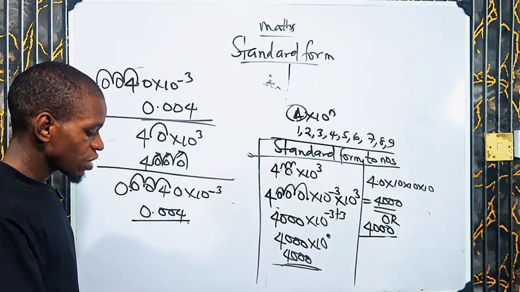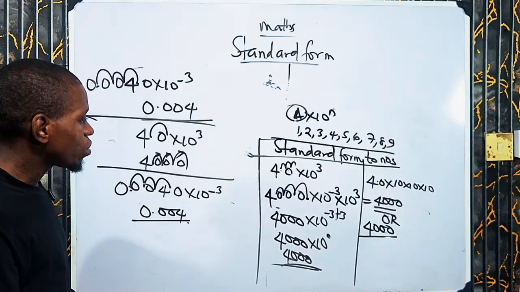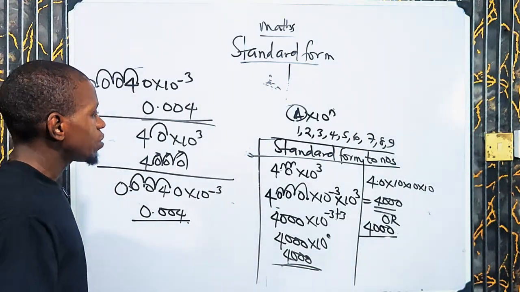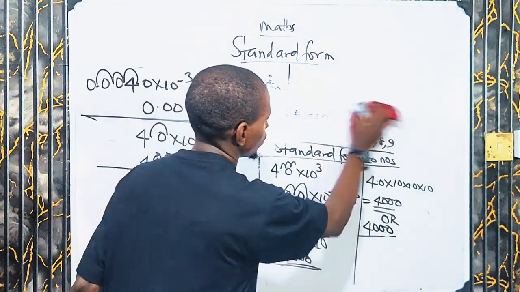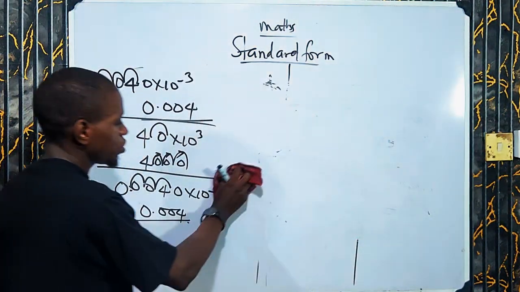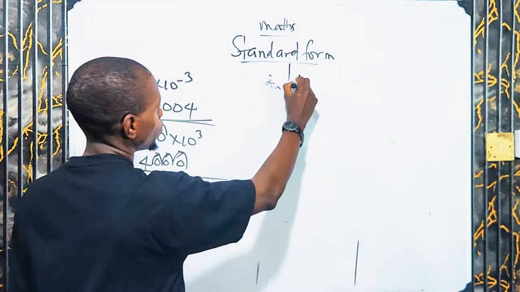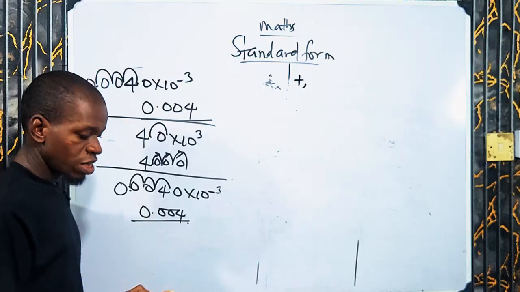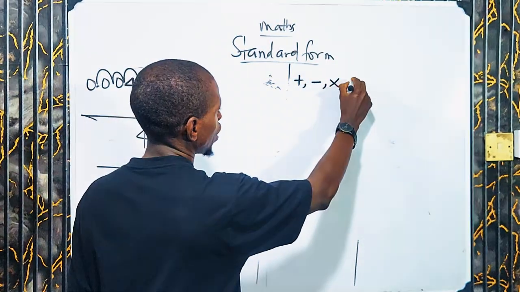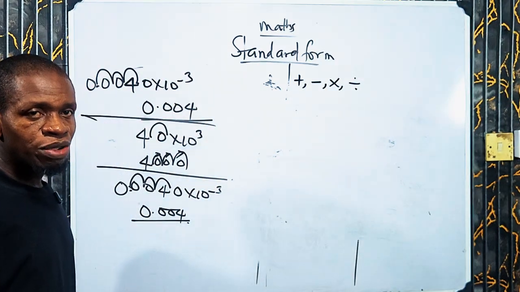All right, quickly, let's talk about operations in standard form. When I say operations in standard form, what are the operations? The operations in standard form include addition, subtraction, multiplication and division. So these are the operations in standard form that we have.